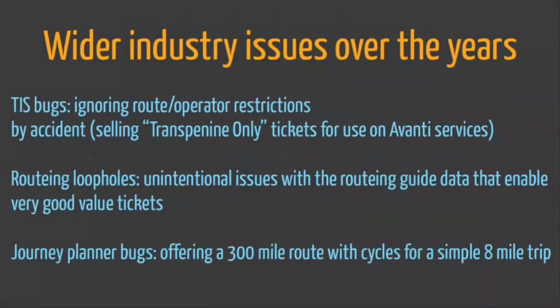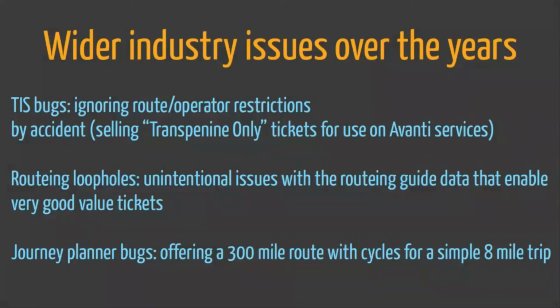I mentioned the routing guide earlier. Because of how horrendously complicated it all is, I know there are loopholes in the routing guide data that mean you can travel on interesting routes that you wouldn't think might be valid on certain tickets and save lots of money as a result. It's a cat and mouse game. People spot issues, changes are made to the data, it's getting updated all the time to try and address them, and people continue finding issues.